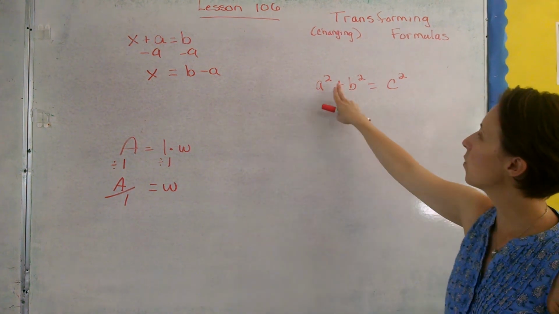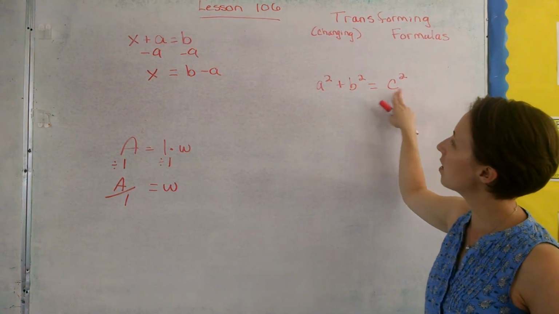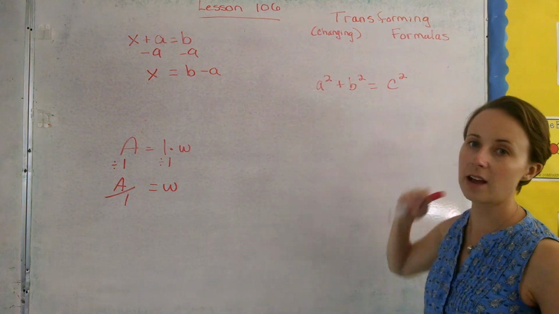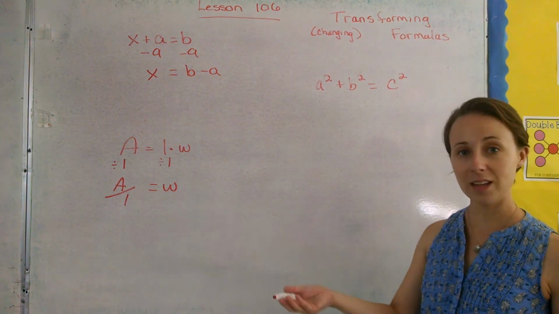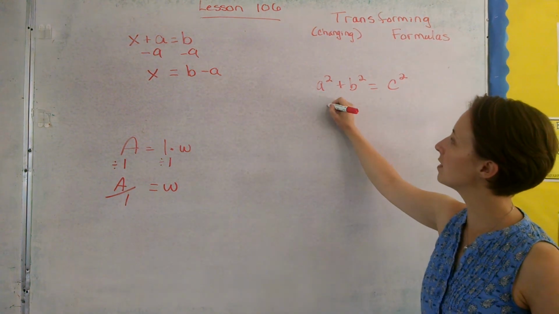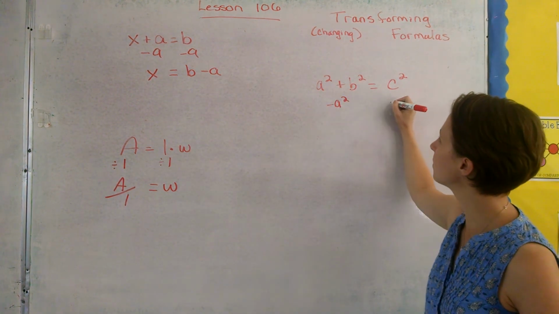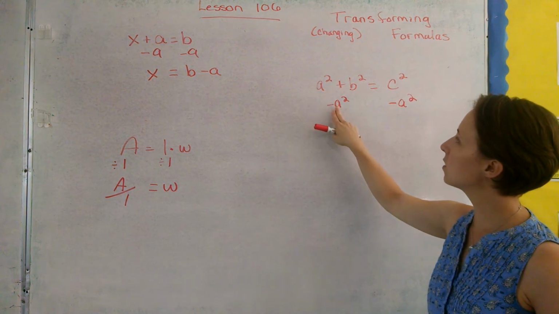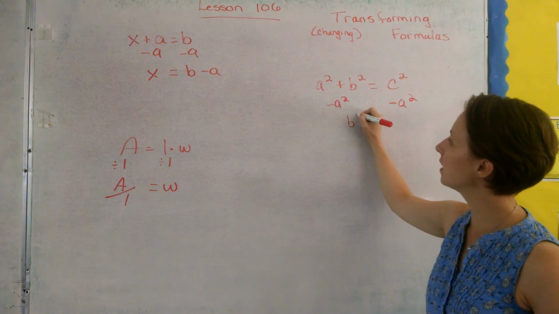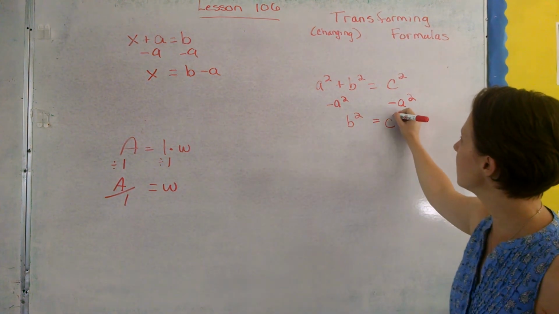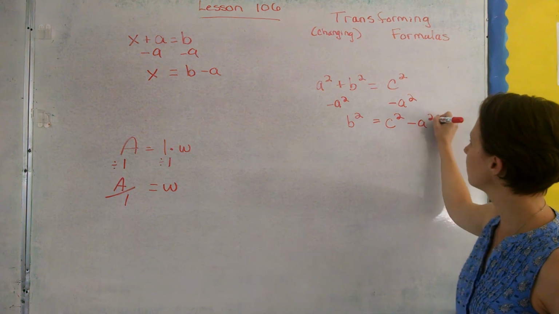A squared plus B squared equals C squared. How do I move a plus A squared to the other side? You do the inverse, just like I've done. Since it's plus A squared, I would do minus A squared to both sides. B squared plus A squared minus A squared, those cancel out to leave me with B squared, which is exactly what I wanted, equals C squared minus A squared.